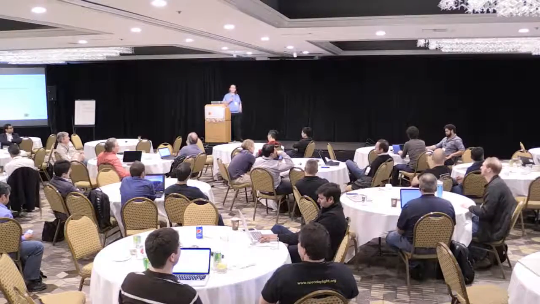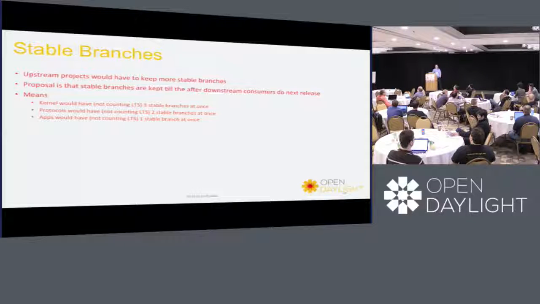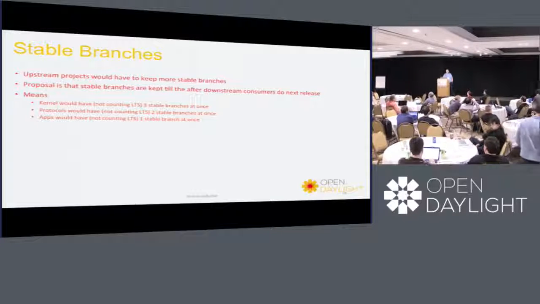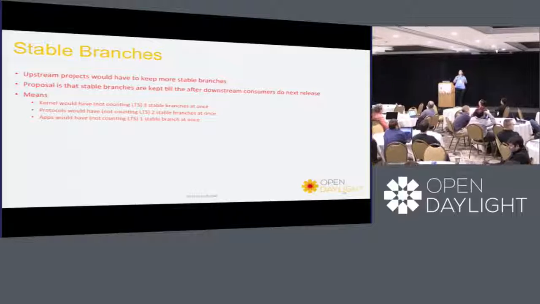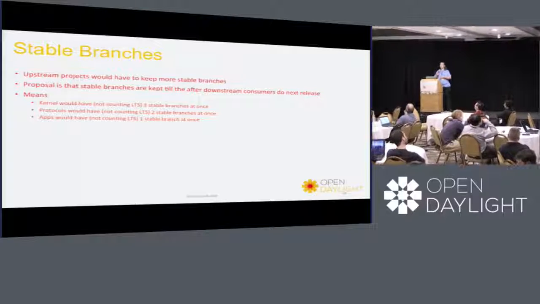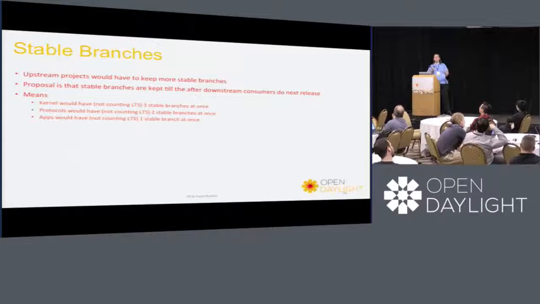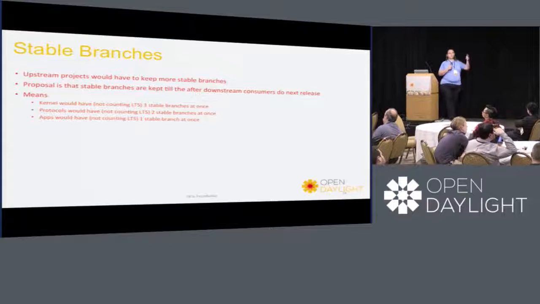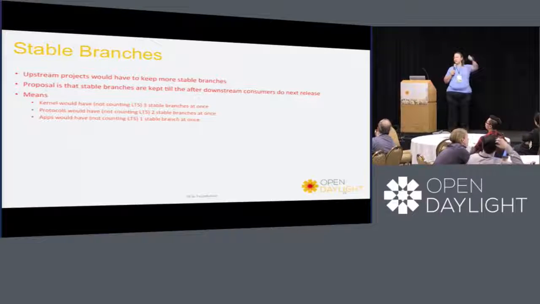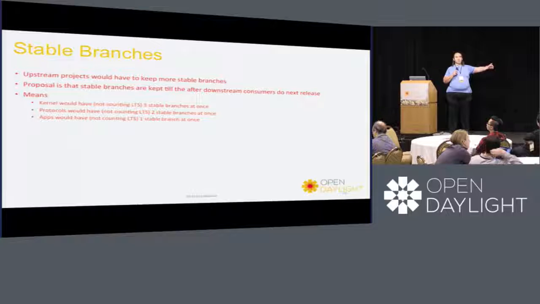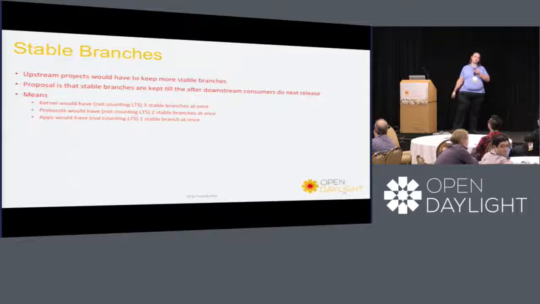Okay, stable branches. Upstream projects would have to have more stable branches, and I actually have a picture in here somewhere. I don't know why I didn't quite make it to this slide. So the proposal is stable branches are kept until after the downstream, so putting aside LTS for the moment, stable branches are kept until after the overall release. So that's, they're kept until the release after for security issues. Branches are easy to keep around.